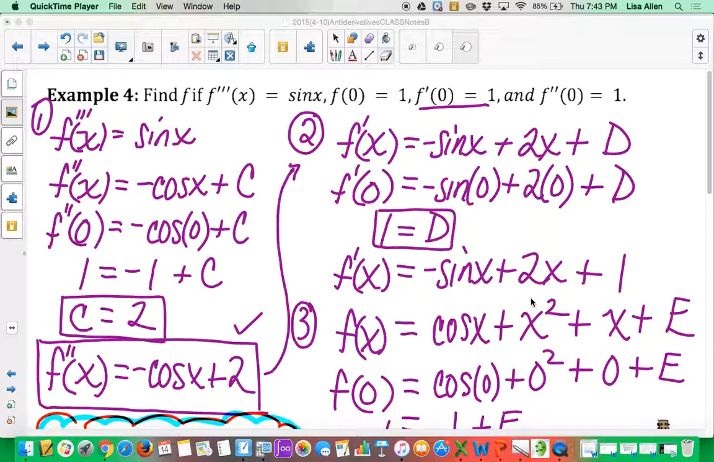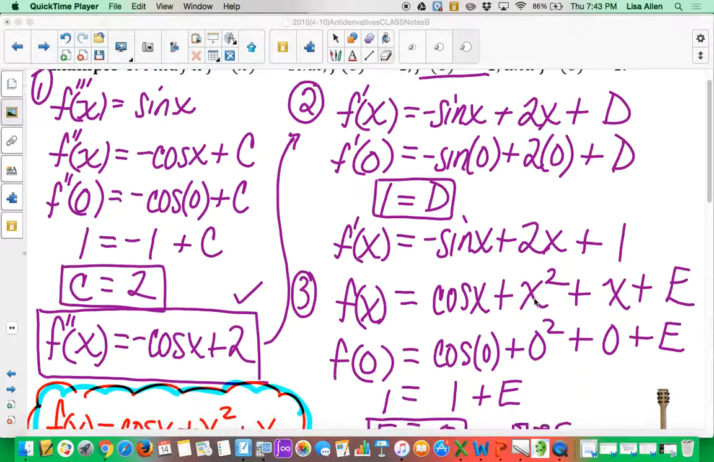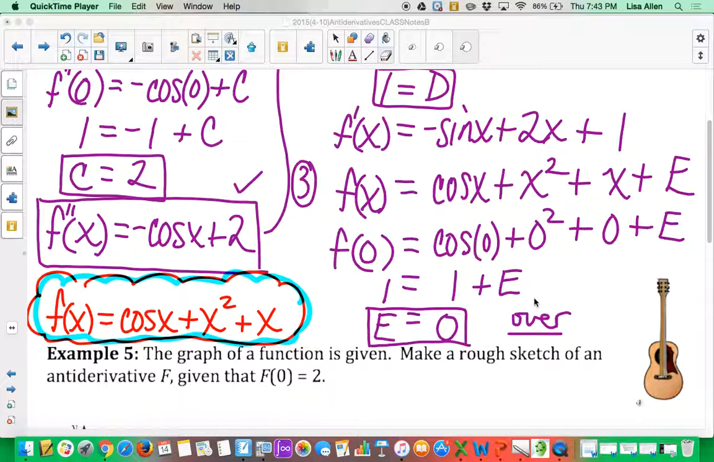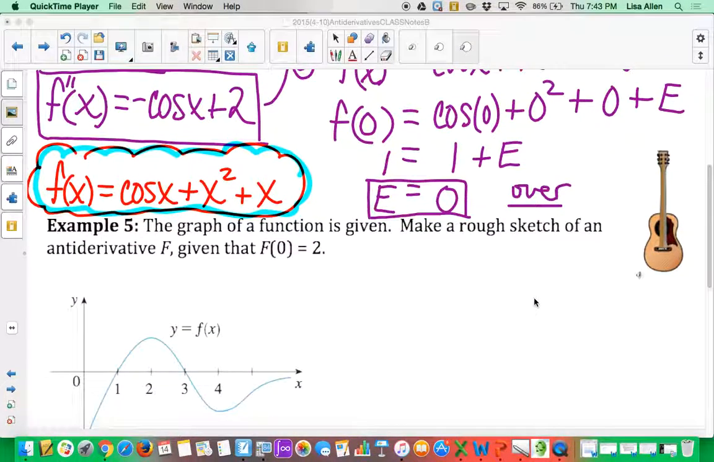Just looking at example 4 from this lesson, we found that we could find the function f if we worked backwards and then utilized the specific information for the function, the first derivative and the second derivative, to be able to write the specific function given that specific information. So we have f of x is equal to cosine x plus x squared plus x.